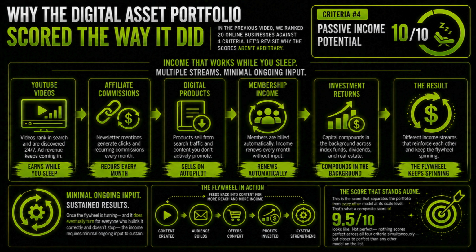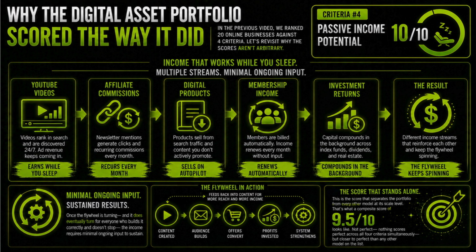Passive income potential, 10 out of 10. This is the score that separates the portfolio from every other model at its scale level. YouTube videos earn while you sleep. Newsletter affiliate commissions recur every month without new effort. Products sell from search traffic you don't control. Membership income renews automatically. Investments compound in the background.